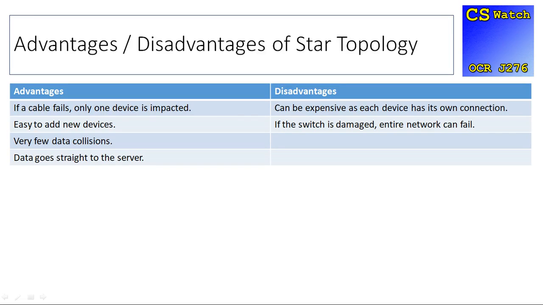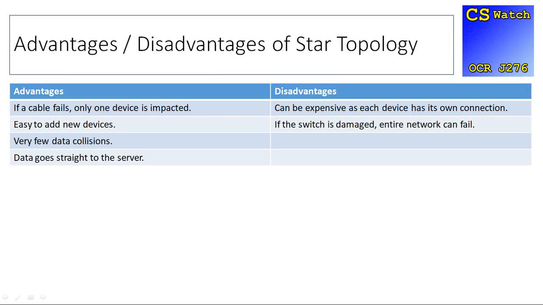On the flip side, however, because each device has got its own connection, whether it's going to be a wired connection or a wireless connection, it's expensive. If you've got a star network with 60 devices, that's going to be 60 cables, 60 Wi-Fi, USB Wi-Fi sticks. It's going to get expensive. Similarly, if the centralized switch is damaged or the server goes down, the entire network is disrupted and no one has got any network connectivity.